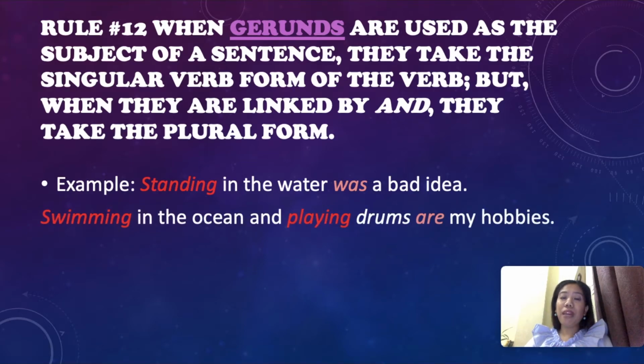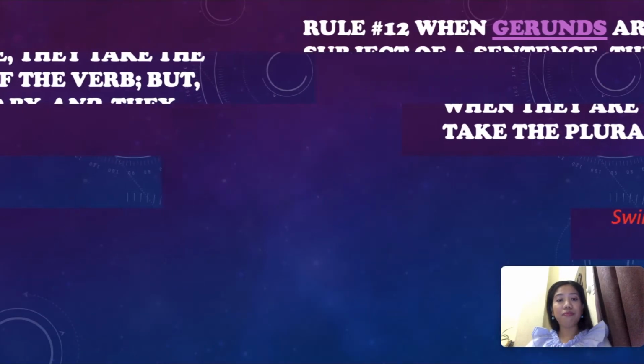But if they are joined by and, so there are two gerunds joined by and: swimming in the ocean and playing drums are my hobbies. We have two gerunds joined by and, so we have two subjects here.